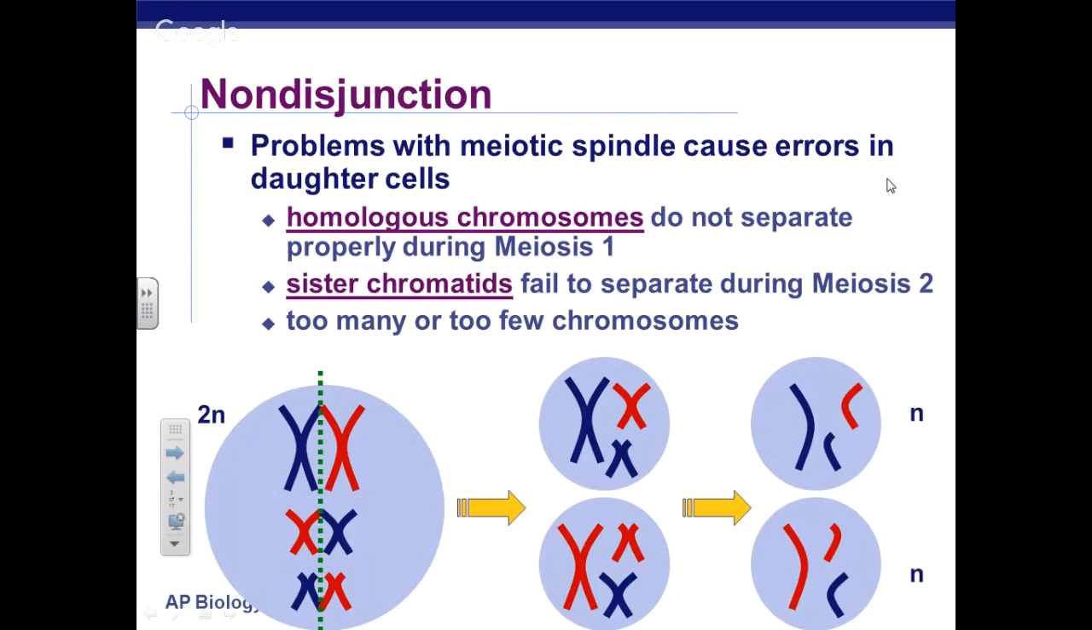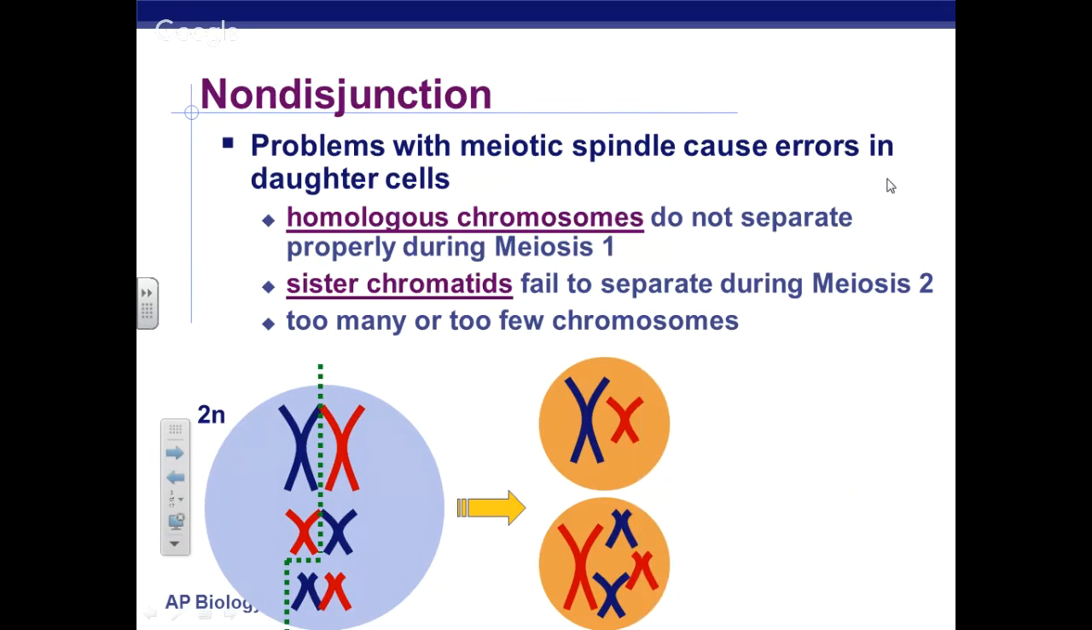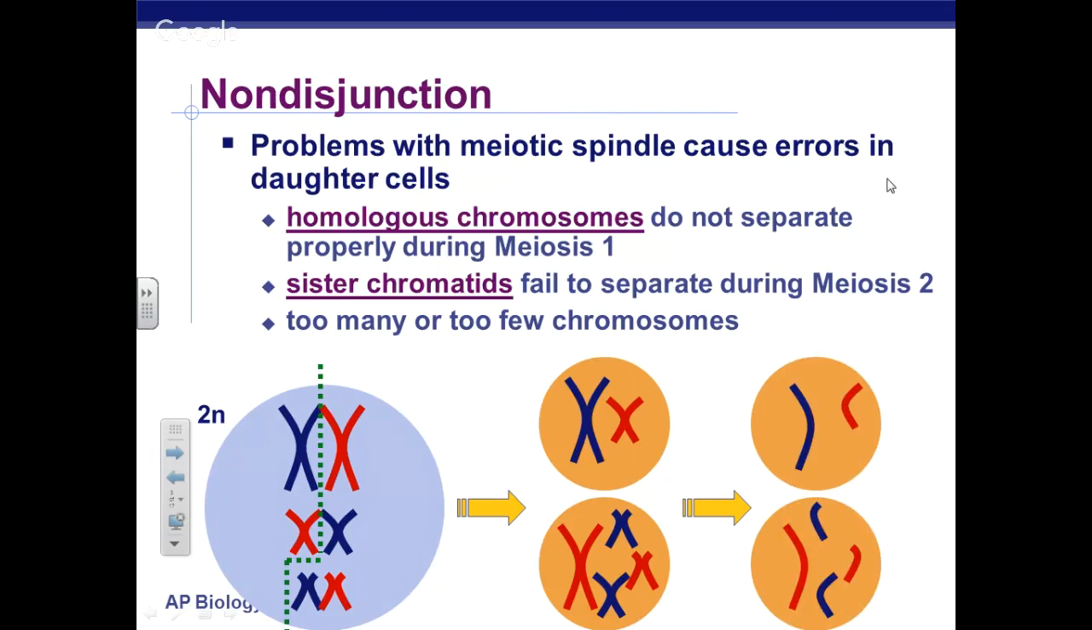What should have happened in the cell? If nondisjunction occurs, like I said, if the tetrads fail to separate properly, so this one does not separate, one of the daughter cells will have 4, 1, 2, 3, 4, and the other one will just have 2. And when these separate during meiosis 2, and then 4.